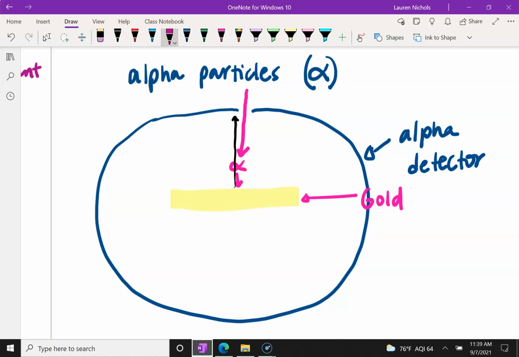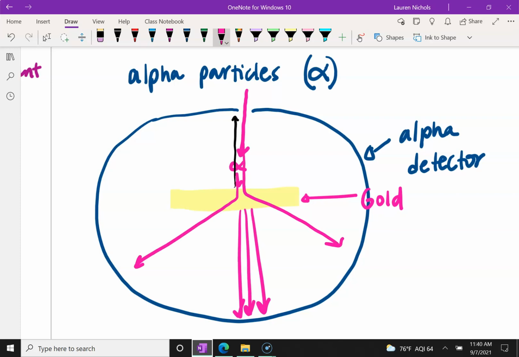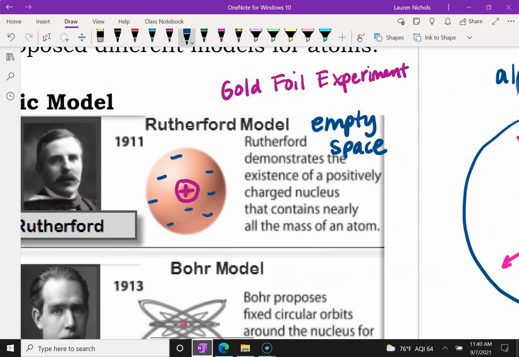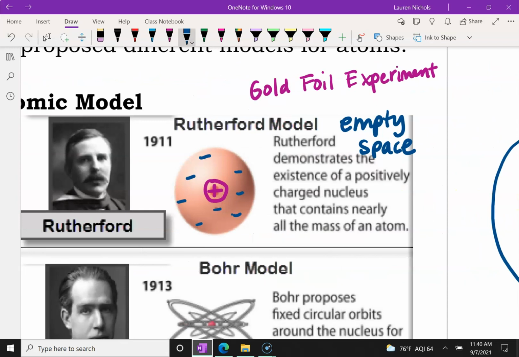But much to his surprise, when he shot the alpha particles there, most of them went straight through. And every once in a while, it would hit something and be repelled, okay? And it would deflect depending on the angle. And so one thing to know about alpha particles is that they have a positive charge. And so what happened was when they would hit something that was positively charged, it would deflect because positive and positive repel each other. And so this is how he discovered that there at the very center was a positive, very dense area, and that the rest was mostly empty space.